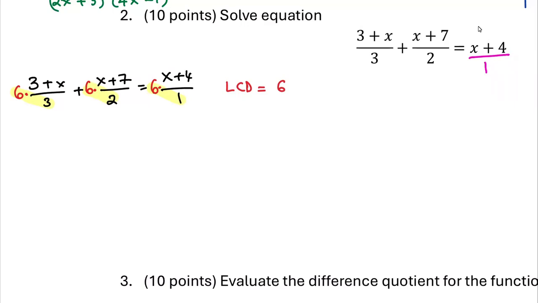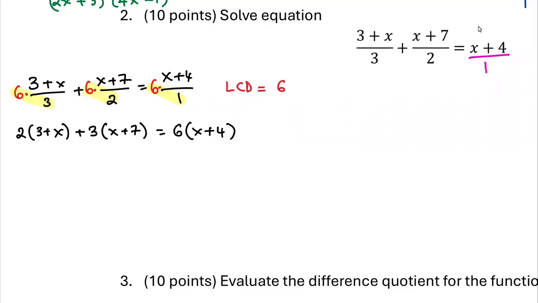Okay, so I'm getting 6 divided by 3 is 2. So I have 2 times 3 plus x. 6 divided by 2 is 3. So we get 3 times x plus 7. And the last one, 6 divided by 1, nothing changed. I still get 6. All right, you see the equation right now, I have no more fractions involved. So the next step is to remove all the parentheses.